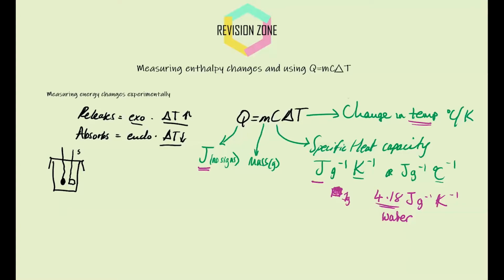This is my stirrer here. Now the stirrer will be used to get a uniform distribution of energy through the water, so you get a good measure of temperature change. The thermometer is obviously there to measure the temperature change.